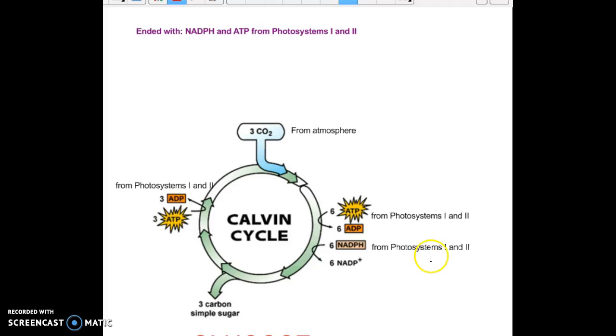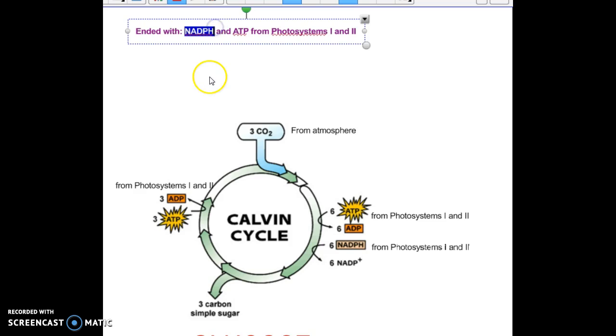Hi guys, so last time we left off we were talking about photosystems 1 and 2, in which photons of light were coming down and interacting with the chlorophyll A and the chlorophyll B, and through a series of chemical reactions we ended up with two big energy molecules. One is NADPH and two is the ATP.